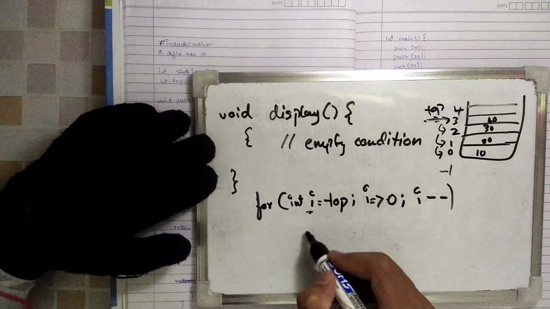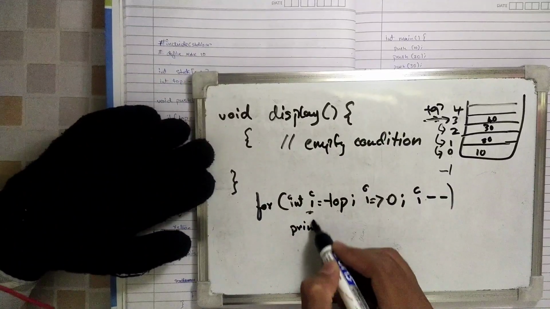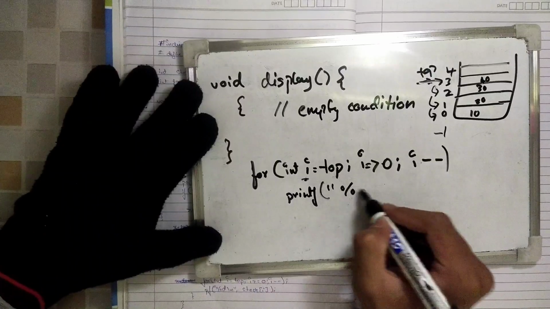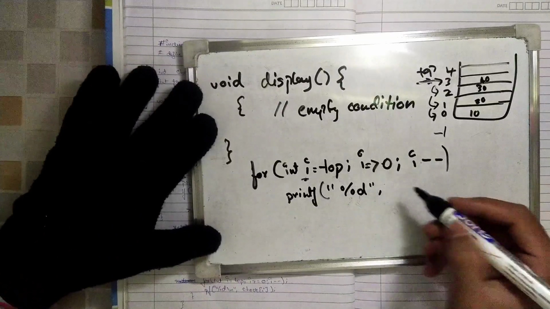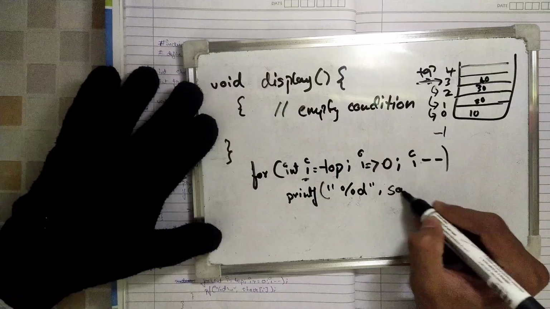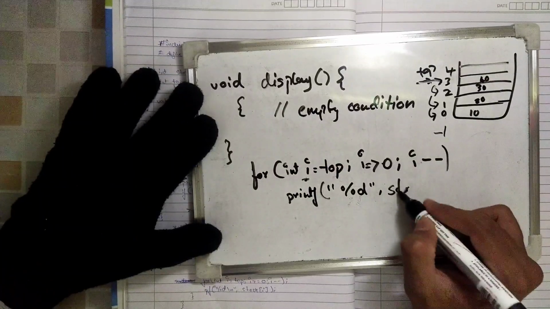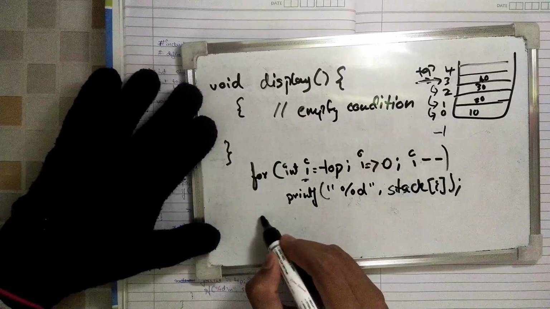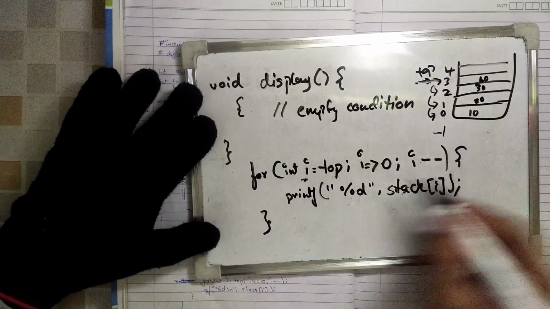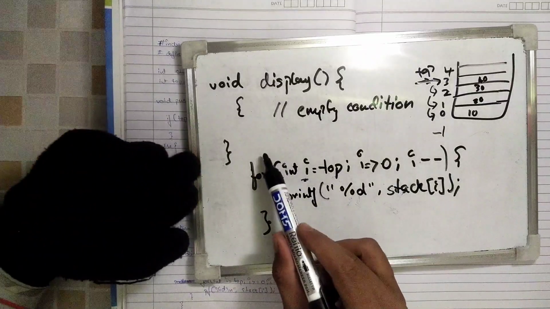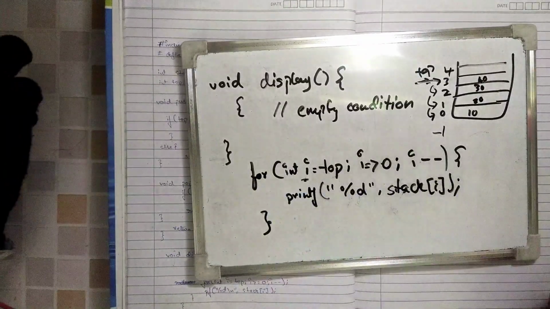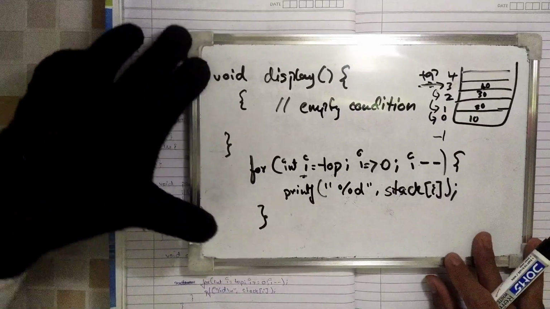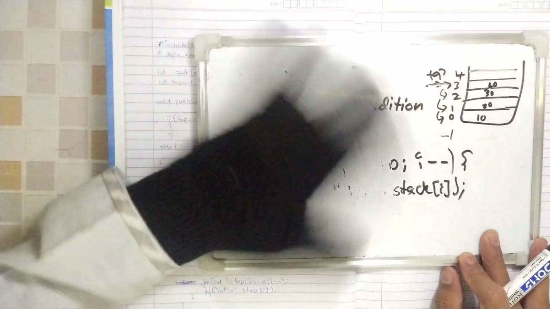But now what you have to write here is printf. Printf percentage d, then comma, stack of i, and close, and here like this. This bracket started. Before this for loop you can also write a statement that the stack elements are, or the contents of the stack are. You understood, right, how we write this thing. Now we wrote our display, push, pop, everything.